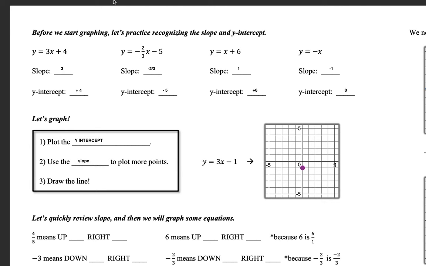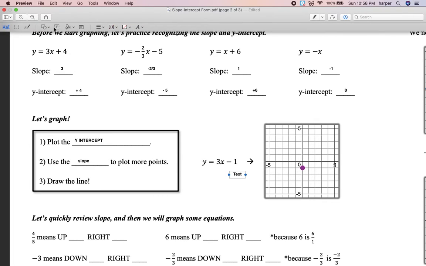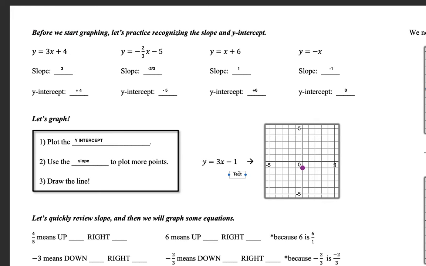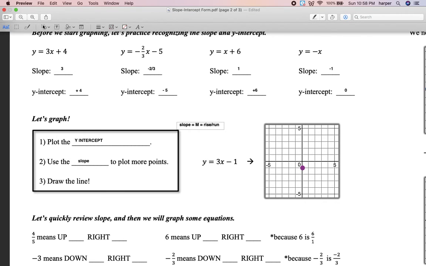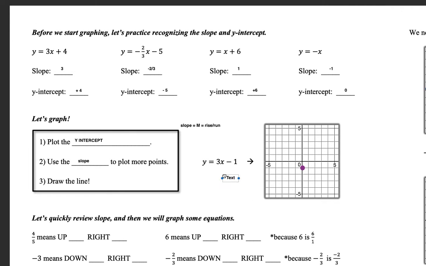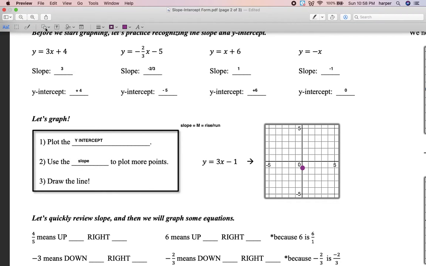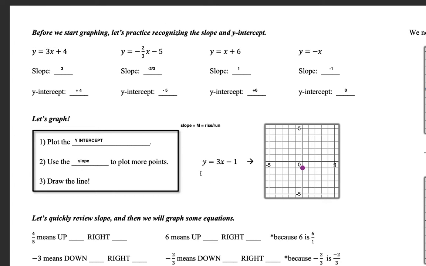Slope, to get more points. So in this case, our slope is 3. I hope you remember that slope equals m, which equals rise over run. I know what you're thinking, Miss Harper: there ain't no rise and there ain't no run. In this case, there is.